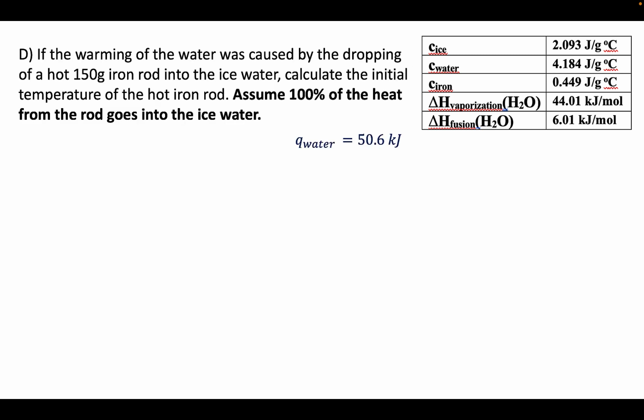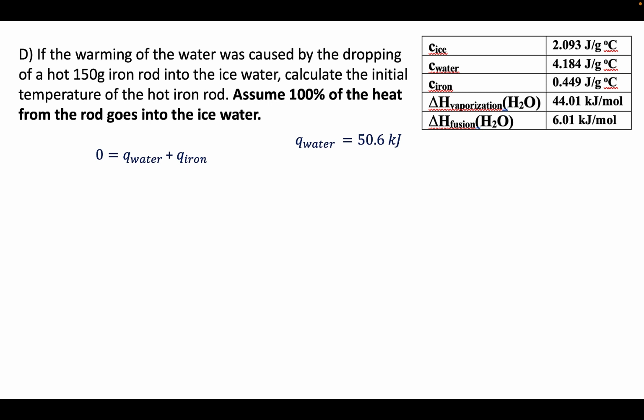The last question wants us to say, well, if that warming of the water that occurred is actually coming from a hot iron rod into the ice water, what is the initial temperature of this really hot iron rod? So this is a calorimetry problem, and we're going to assume that all of the heat from the rod goes into the ice water. And note that the amount of heat we've already calculated from the previous question. That's Q water, 50.6 kilojoules. That's the energy that went into the water from the iron rod.